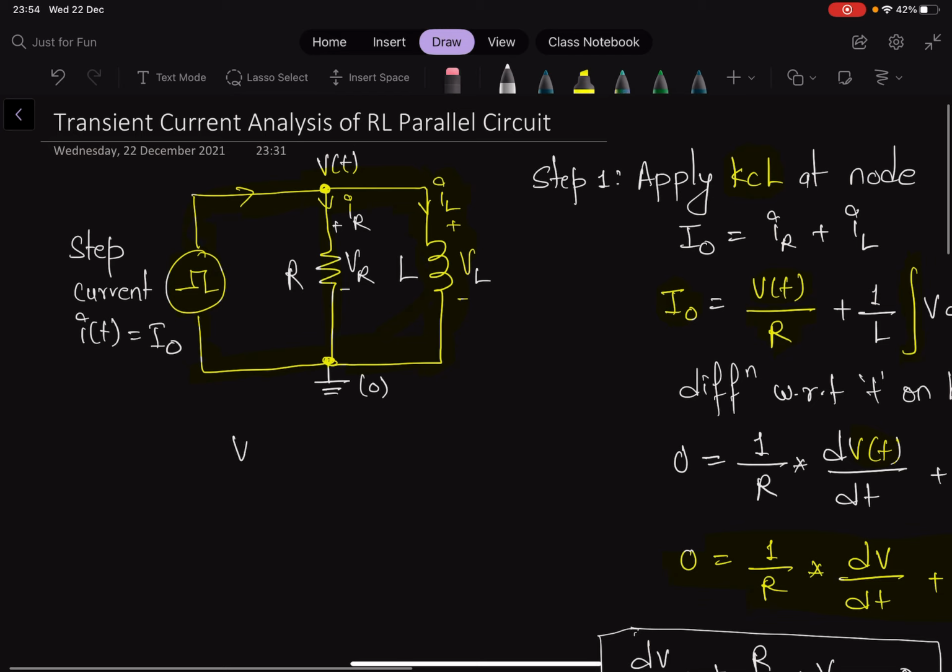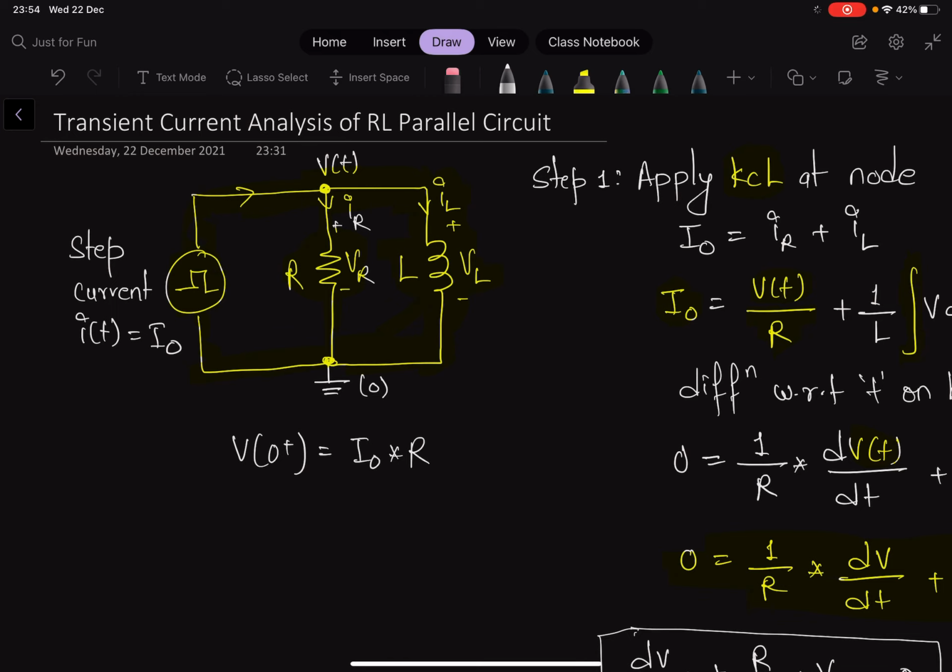So without making too many comments here, what I can clearly see is that for your V0 plus, or initial condition, this is going to be an open circuit, and whatever voltage is across this open circuit is V0 plus. So the initial condition of V0 plus is I naught, because that's the current that goes through the resistor, times R. So that is our initial condition.